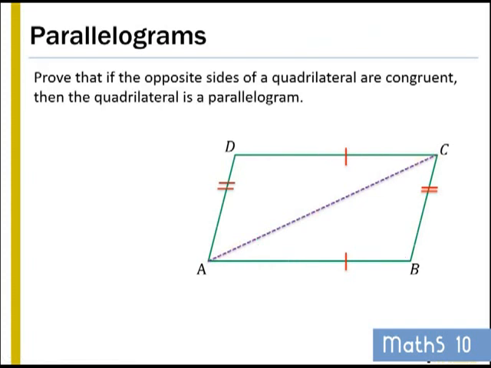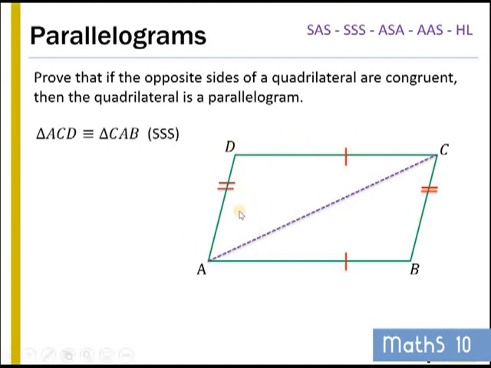Thirdly, prove that if the opposite sides of a quadrilateral are congruent, then the quadrilateral is a parallelogram. So we're assuming that AB and CD are equal, and AD and BC are equal. Again, we'll use congruent triangles to prove this. Triangle ACD here is congruent to triangle CAB here by side, side, side, because they have this side, and also this diagonal in common.